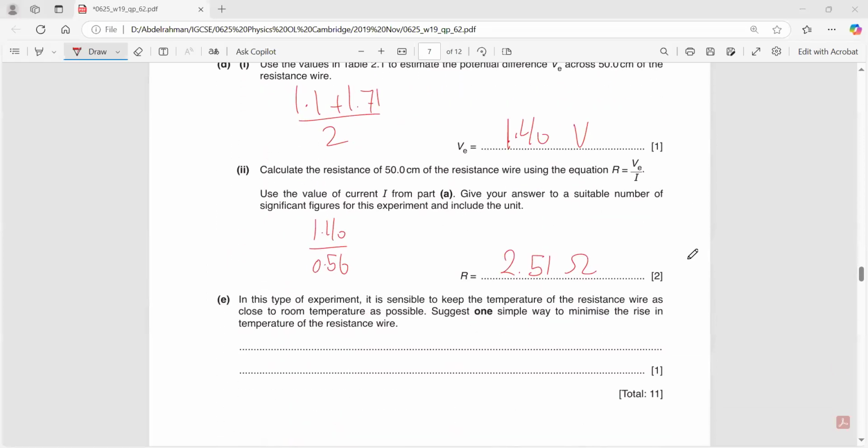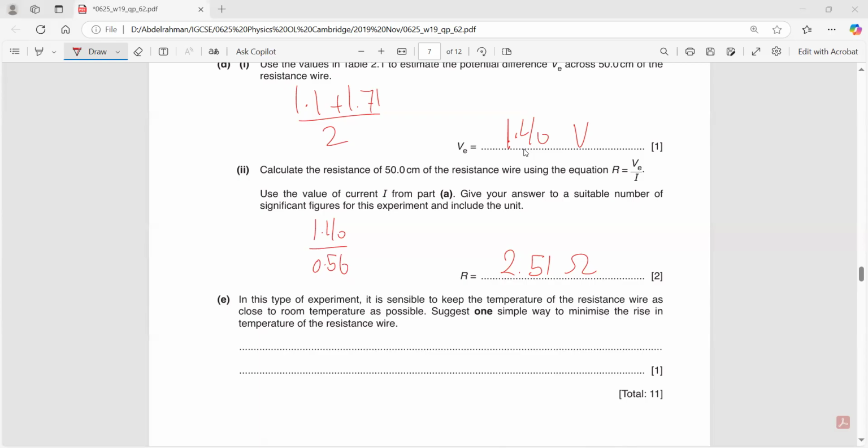In this type of experiment, it is sensible to keep the temperature of the resistance wire as close to room temperature as possible. It's just one simple way to minimize the rise in temperature. How can you decrease the rise in temperature? Switch off the current between the readings. That's all you need to do.